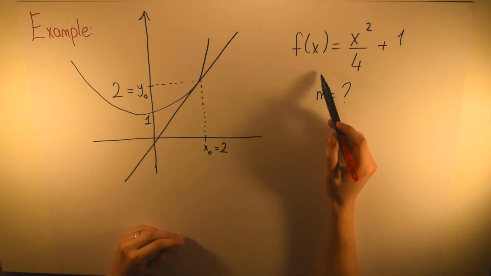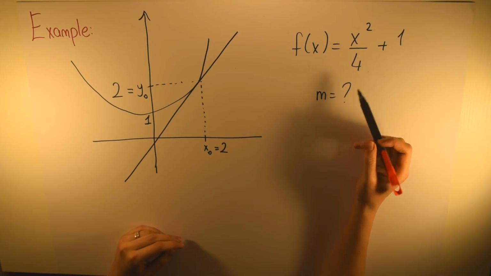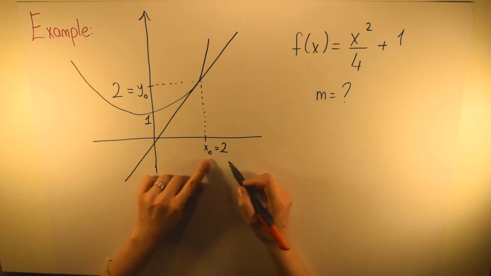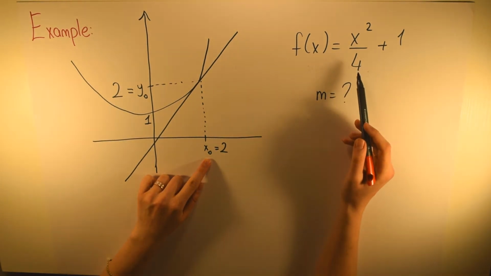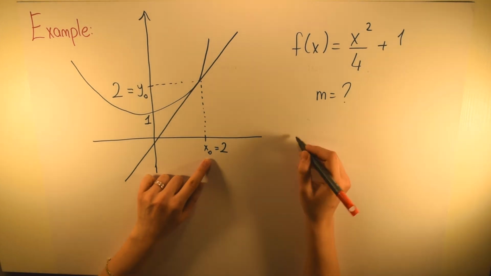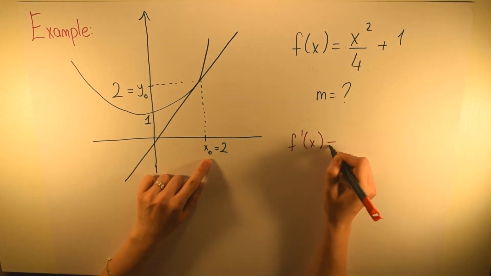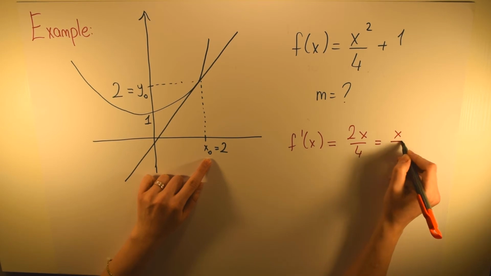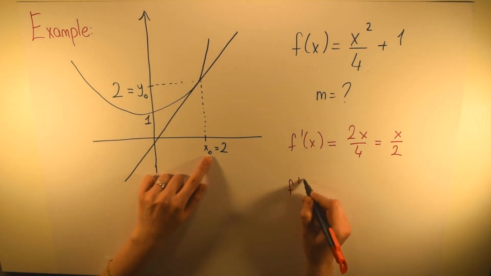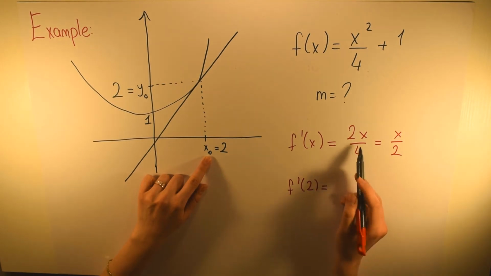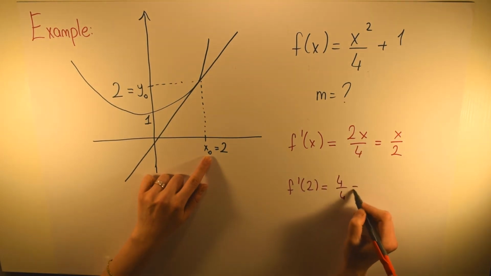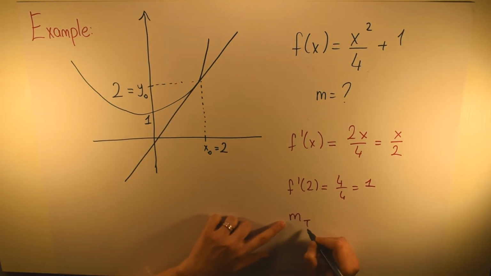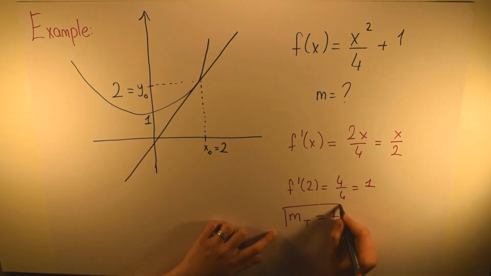For example, here f of x is equal to x squared over 4 plus 1. What is the slope? As you can see here, x0 is given as 2. So we will take the derivative of this function and then we will put 2 instead of x. The derivative of f of x is equal to 2x over 4, which is equal to x over 2. Let's put 2 instead of x. It will be equal to 2 times 2, it's 4, 4 over 4. So this is equal to 1. This is also the slope of the tangent. I can also write this as mt, which is equal to 1.